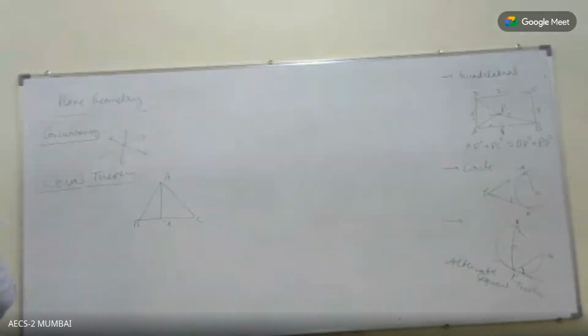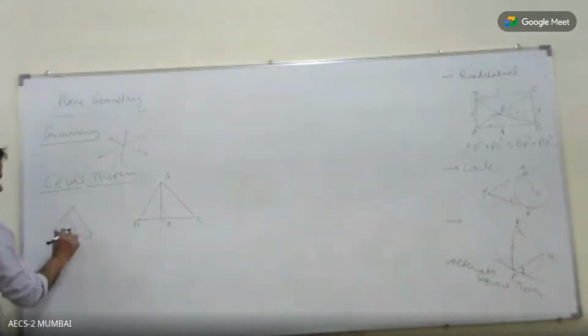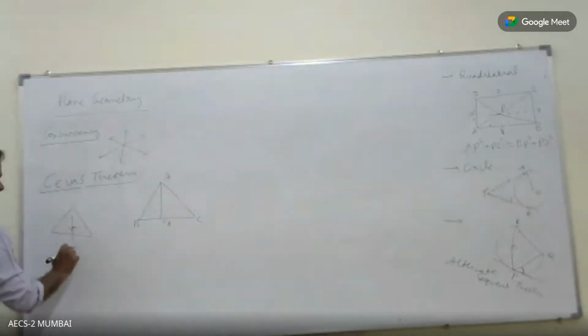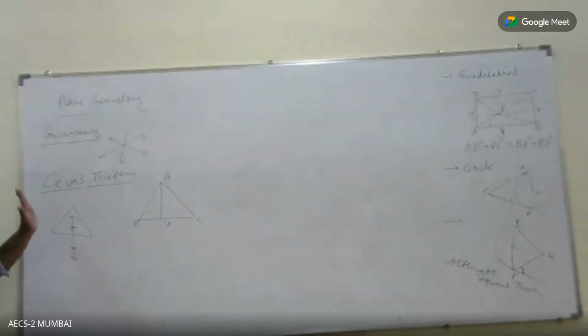By the way, if someone is wondering what is right bisector, you draw perpendicular bisector of the side. This is right bisector. It may be passing through, may not be passing through. That's why in general, this cannot be a Cevian. Right?